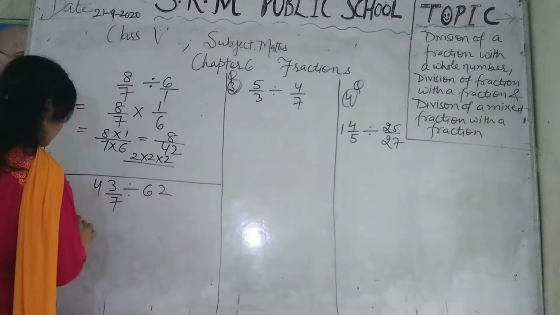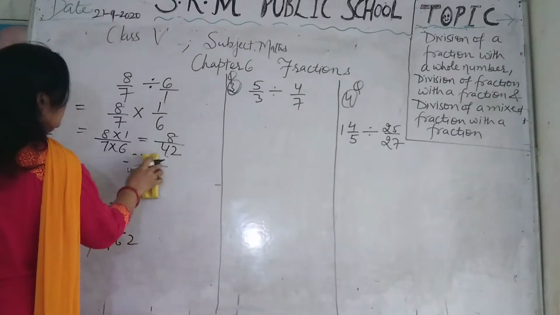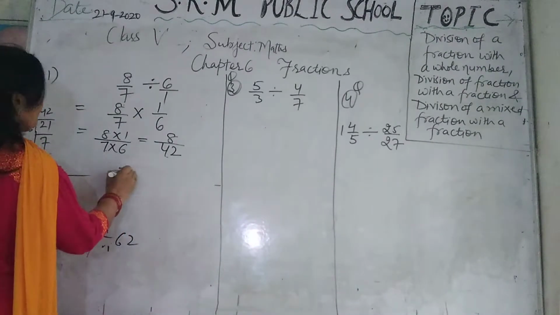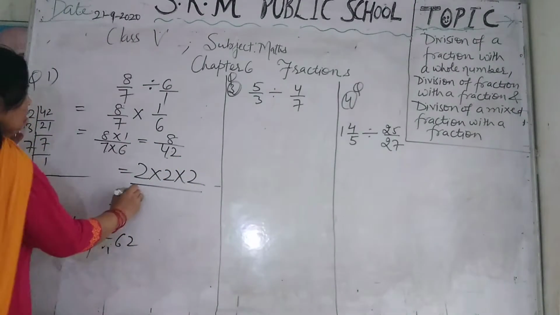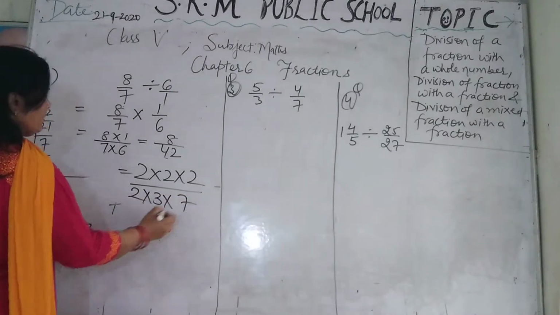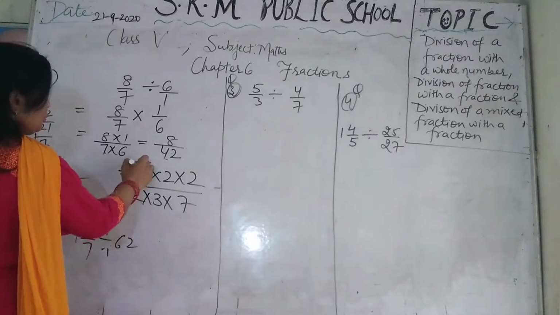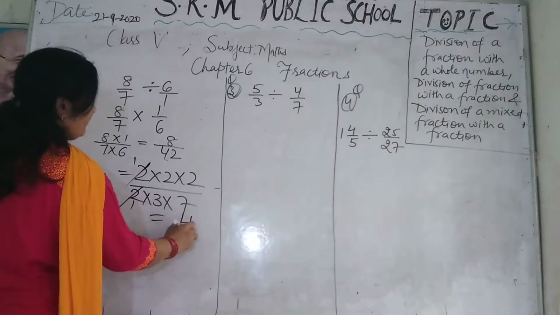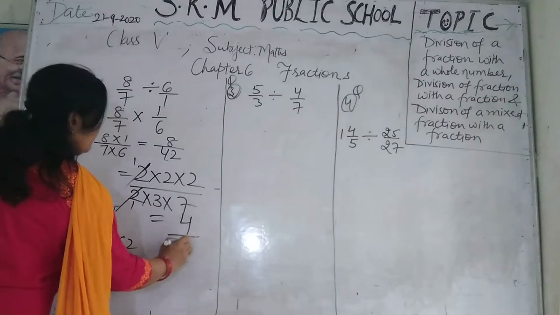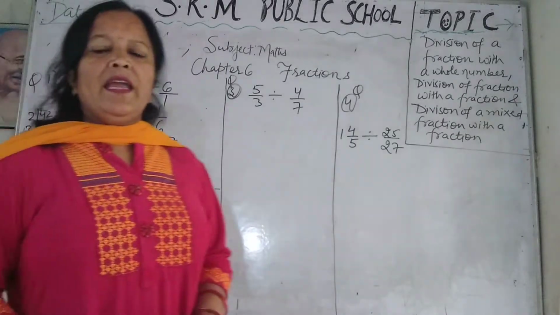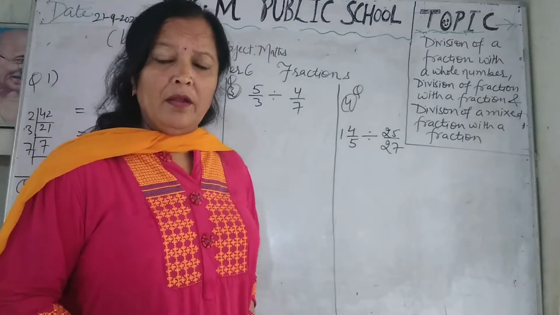You can take any number. Like here, the factors of 8 are 2, 2 twos are 4, 2 fours are 8. Then the factors of 42: 2 into 3 into 7. Now simplify with the table of 2. 2 ones are 2, 2 ones are 2. And you are left with 2 twos are 4 and 3 sevens are 21. In this way, you will divide a fraction by a whole number. Okay.